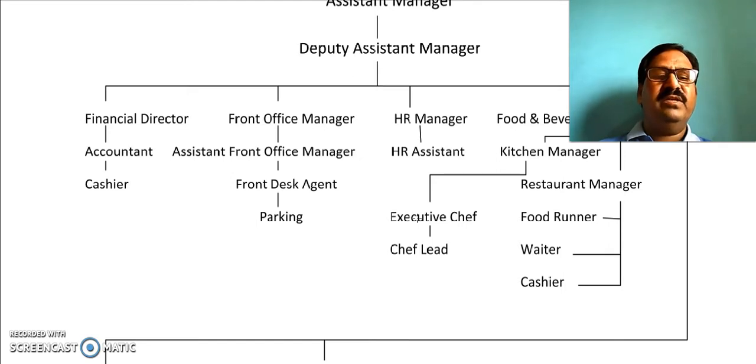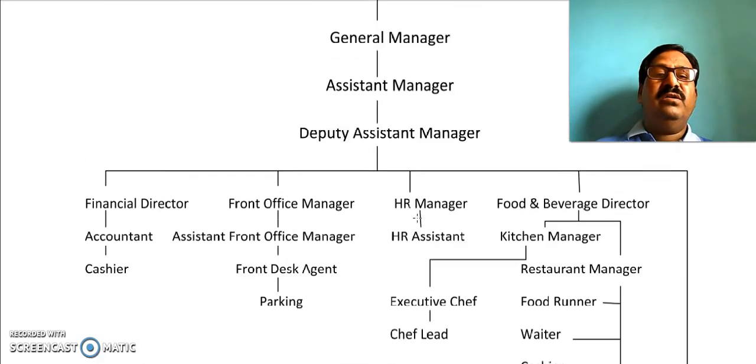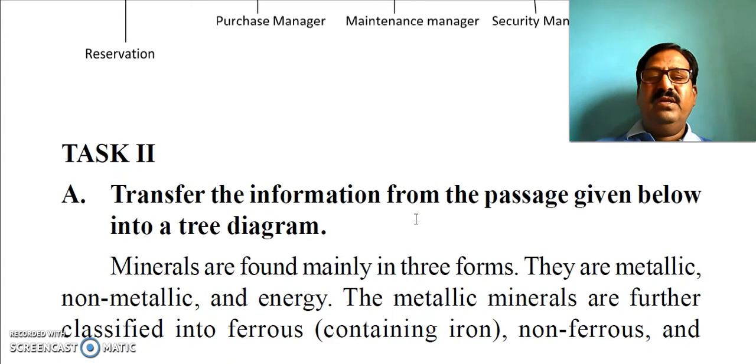The kitchen manager is further divided into executive chef and chef lead, and here the restaurant manager is divided. There are 3 persons: food runner, waiter, cashier. And as far as the sales manager and logistic manager are concerned, they also have some persons working under them. So it is the hotel management, and the hierarchical relationship of various people working there is shown in this particular tree diagram.